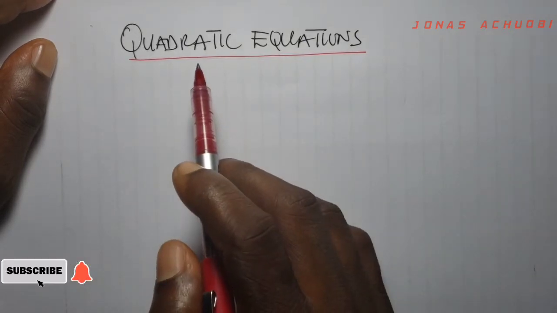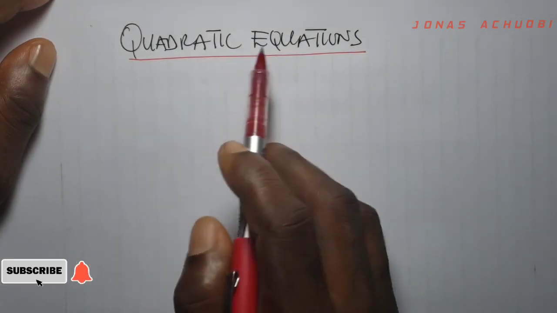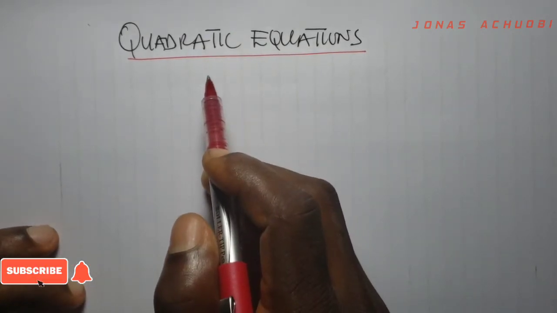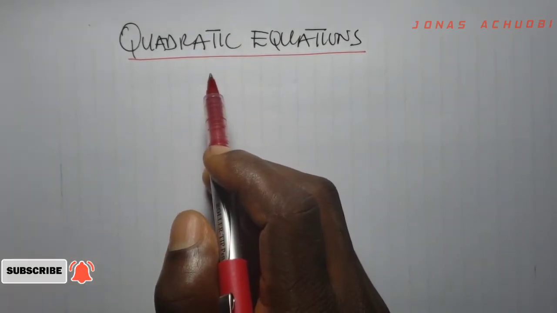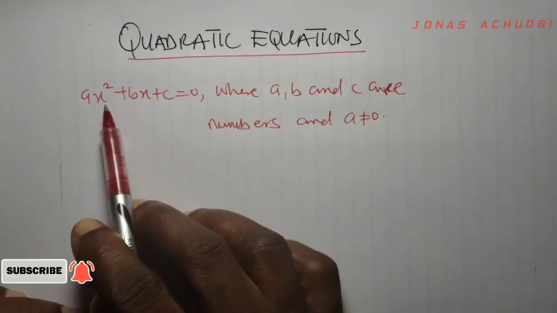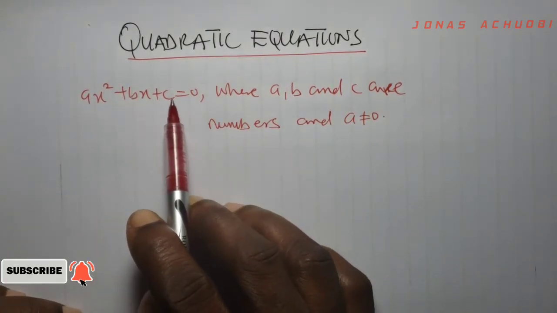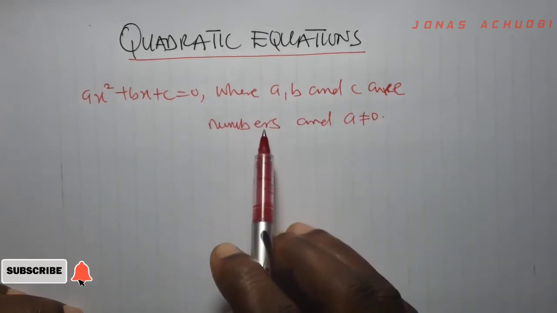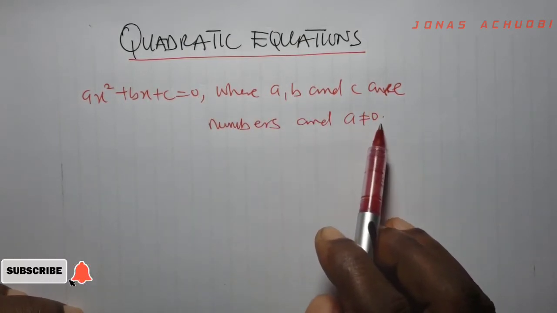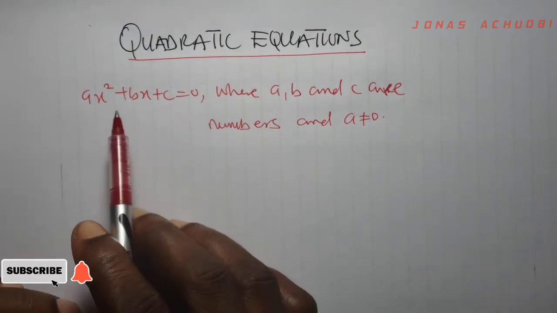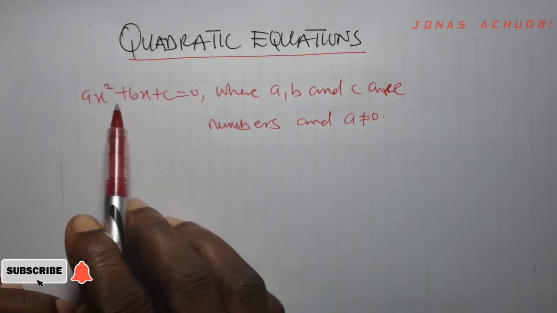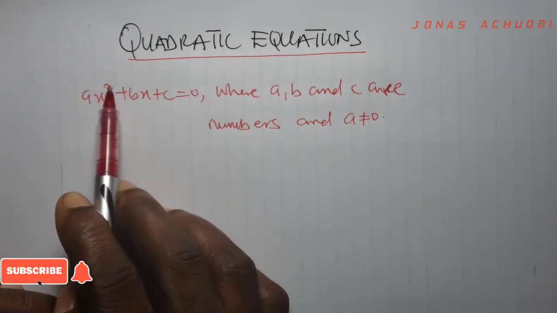Today we shall be discussing the theory of quadratic equations. The standard form of a quadratic equation is an equation of the form ax squared plus bx plus c equal to 0, where a, b and c are numbers and a is not equal to 0. So we observe that a quadratic equation is an equation in which the highest power of x present is 2.